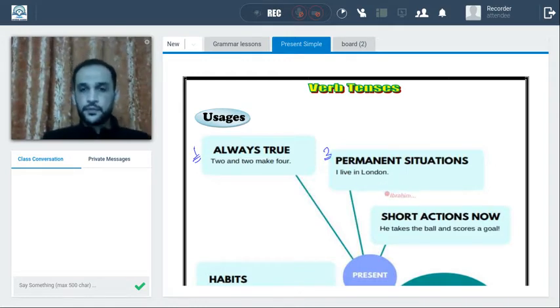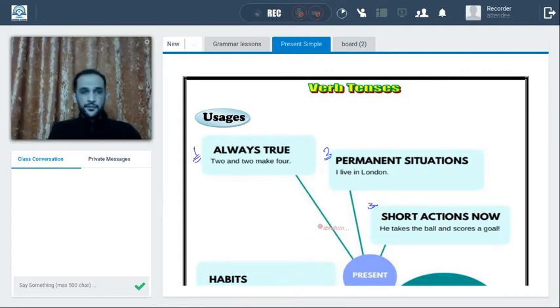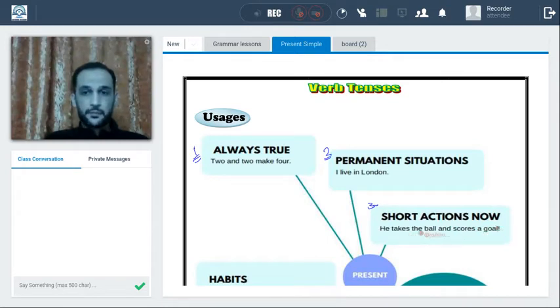And let's move to number 3. I can use the present simple to express short actions now. Look at this example. He takes the ball and scores a goal. In this example, I can describe a short action. This is something that you can see on TV, and these actions are short. In this case, I can use the present simple.